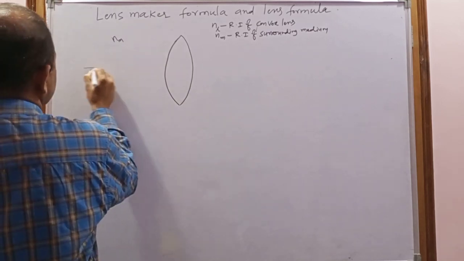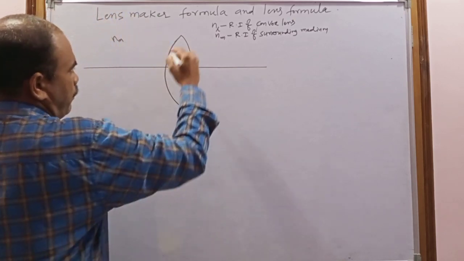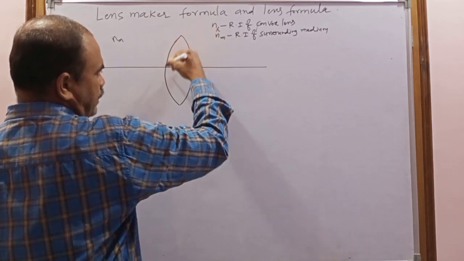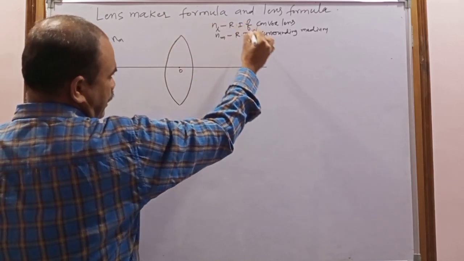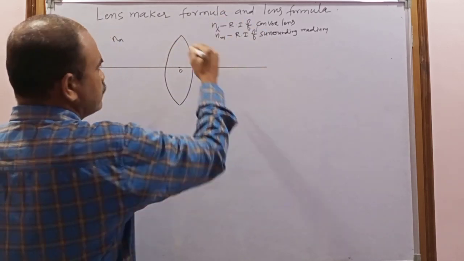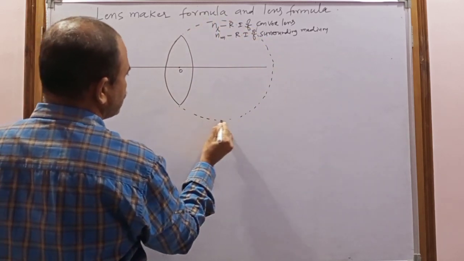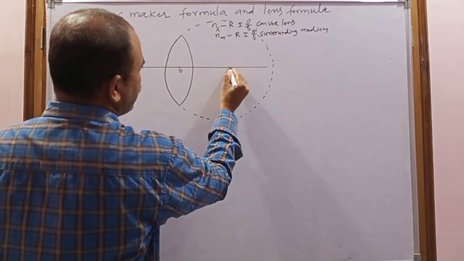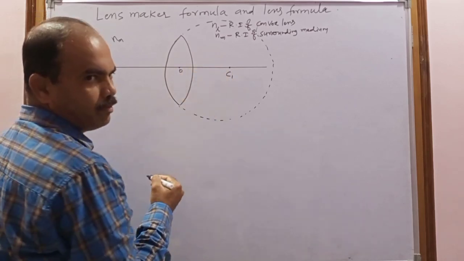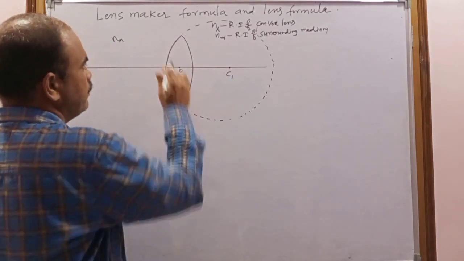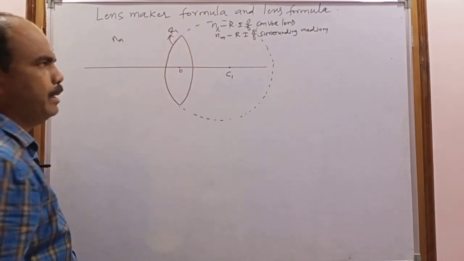Now consider, this is the principal axis of the lens and this is the optic center. Now imagining this is the first surface, when you draw the sphere by taking this curved surface, you get a sphere. The center of the sphere will be considered C1. The distance from the optic center to C1 will be called the radius of curvature of the first surface, and this first surface has a radius of curvature R1.